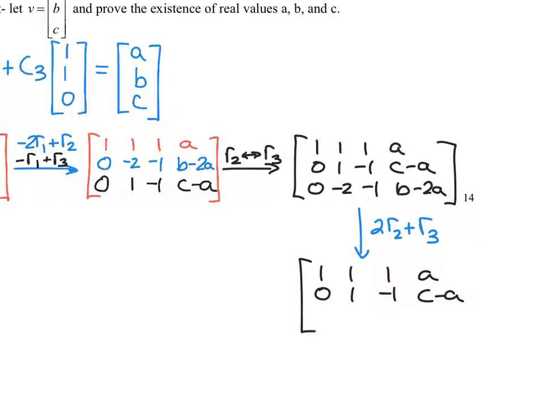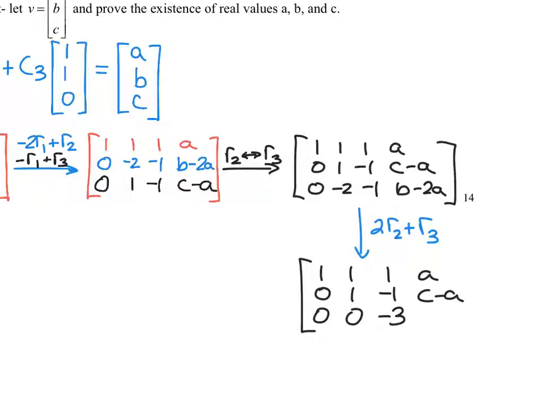So the first 2 rows are going to stay put. 1, 1, 1, 1, 1, 1, 1A, 0, 1, -1, C minus A. The third row is the one that's going to get manipulated. All right, so we're looking at 0, 0. If I take 2, multiply it by -1, I'm going to get a -2, plus the -1 that's already there is going to become a -3.